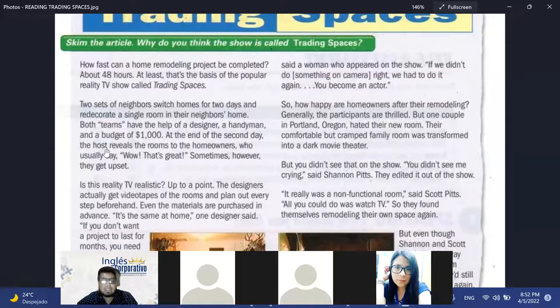For example, if you visit any relative or go to a party, the person who invited you there will be the host of the party. So the host reveals the rooms to the homeowners.